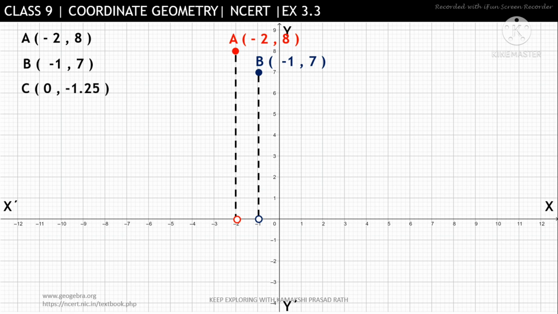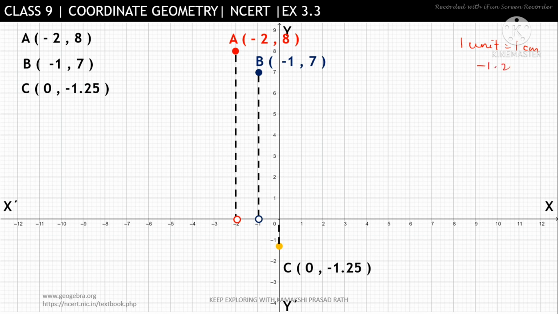Next, point C is (0, -1.25). There is no movement in the x-axis, so from 0 itself we will move along the negative y. As the x-coordinate is 0, there will be no movement neither right nor left. There will be only movement downwards, as it is negative. So from here we get the point (0, -1.25). Now for 1.25, as we know, we have taken the unit as 1 cm. So 1 unit we have taken as 1 cm, or 1 cm you can call it 1 unit. So here we say -1.25.